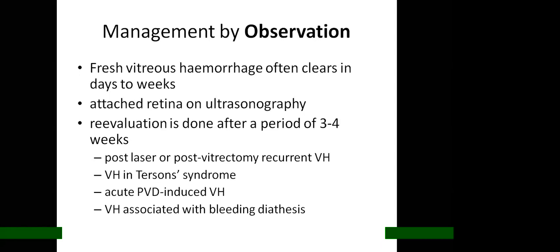And the kind of patients who will usually be managed by observation are a patient with adequate PRP, and you're sure there's no active fibrovascular proliferation going on. It's a stable eye, good laser in it, or post-vitrectomy with a rebleed, again with adequate laser. In Terson syndrome, you might want to observe. In an acute PVD-induced vitreous hemorrhage, where again you've done an ultrasound and you're fairly certain that the retina is fine, or a vitreous hemorrhage associated with a bleeding diathesis, where you want to go and manage the primary problem first.